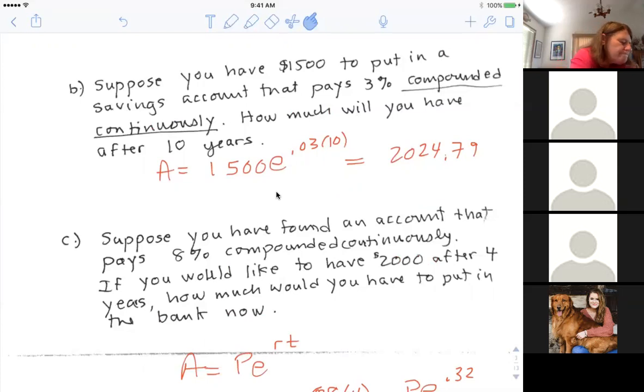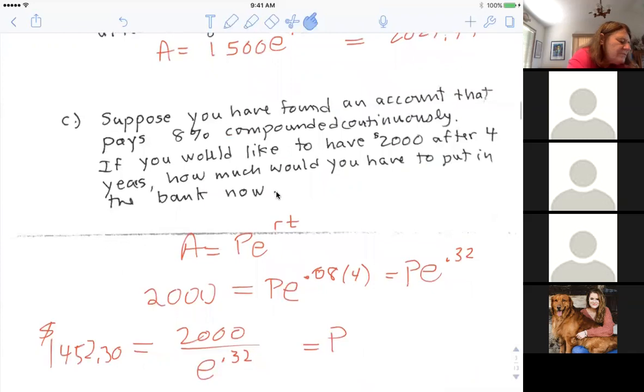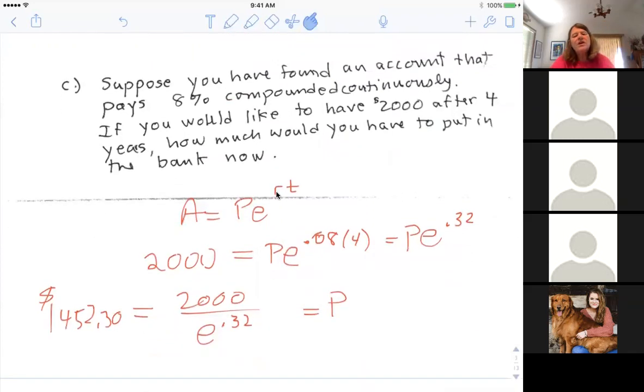All right. You look at this last one, a little bit different question. It says, suppose you found an account that pays 8% compounded continuously. That tells me that I'm going to be using this formula right here. That's the continuous compounding formula. You see that compounded continuously, you're going to be using that e formula. So it says, if you would like to have $2,000 after 4 years, how much would you need to put in the bank now? So they're shifting things up on me.